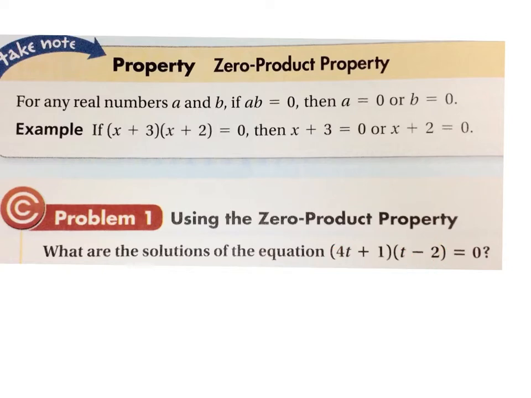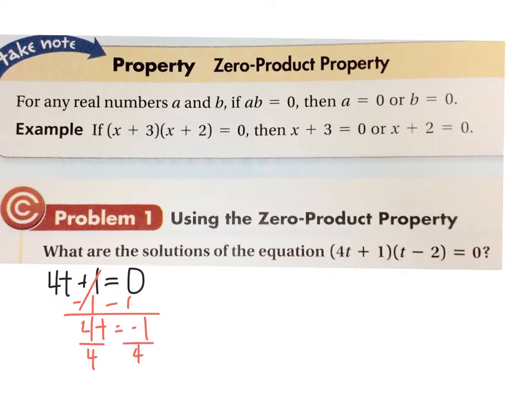So what you can do is take the first set of parentheses, 4t plus 1, and set it equal to 0. So you're going to solve that for 0 to see what would make it 0. So you're just going to solve that little equation. Subtract 1, and you get 4t equals negative 1. Divide both sides by 4. So now you know that t equals negative 1/4.